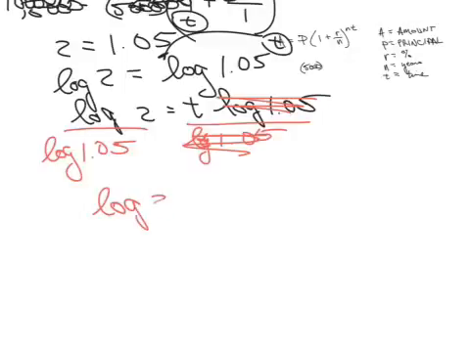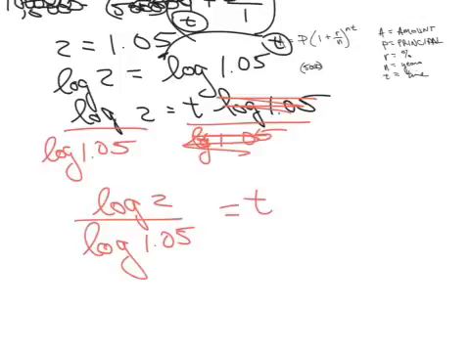So, log 2 over log 1.05 equals T. Now all you have to do is take the log of 2, the log of 1.05, divide those out, and you'll end up getting 14.2 as far as how many years it's going to take for that $5,000 to double. Okay? Alright, one more section here and we'll be done. I'm at 10 minutes, so let's go ahead and make another video.